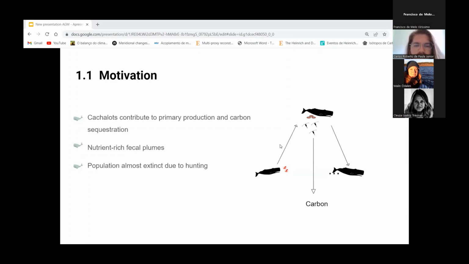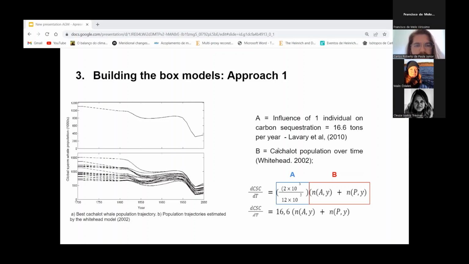However, this species was decimated during industrial hunting. So I started the work to understand the impacts generated on carbon sequestration due to the population decline of this species. I created the model with two approaches. The first analyzes the influence of the population decline of sperm whales, or cachalot whales, on carbon sequestration.